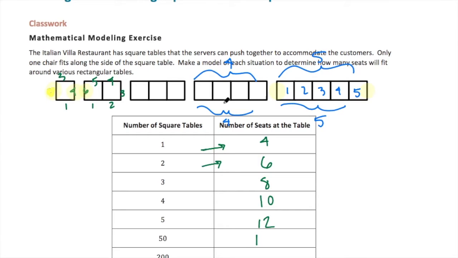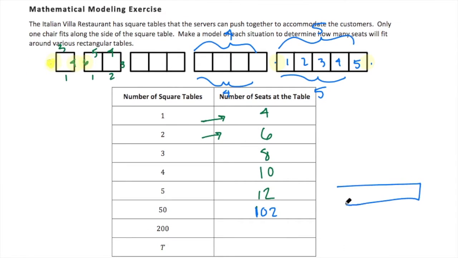So if we want to extend this to 50 tables, we can draw a little mock-up of this. If we imagine 50 tables together, there's going to be 50 on one side and 50 on the other side, and then one on the two ends. So that's 102 chairs altogether. 200 would work similarly. There'd be 200 on top, 200 on the bottom for 402 total.